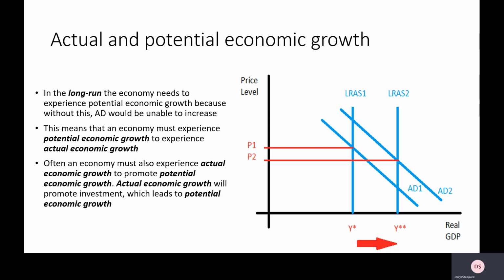So to allow a long-run growth in GDP, we've got to be promoting an outward shift in the long-run aggregate supply curve. And that is the only way in the long run we can keep on growing our economy.